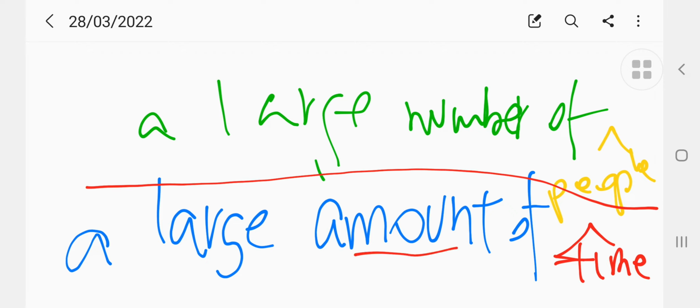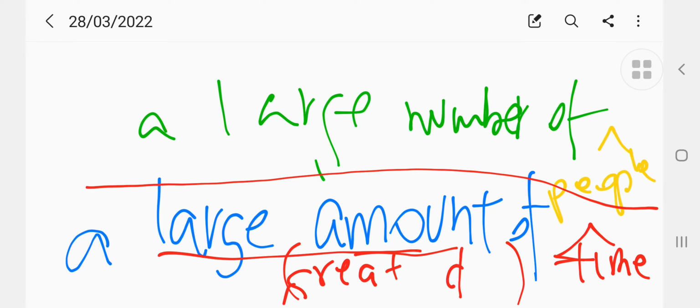So instead of amount, what other expressions could we put in this case? We could also put a great deal. Instead of saying a large amount of time, we could say a great deal of time, right?